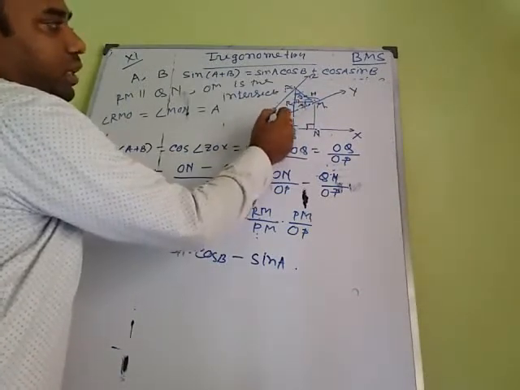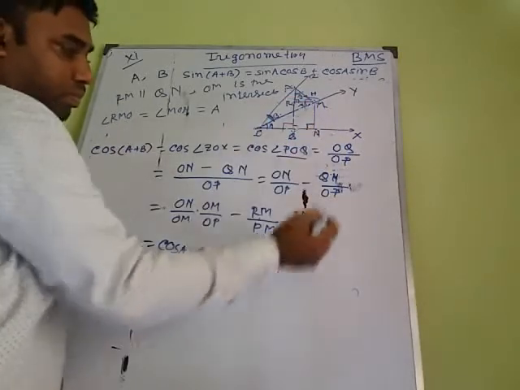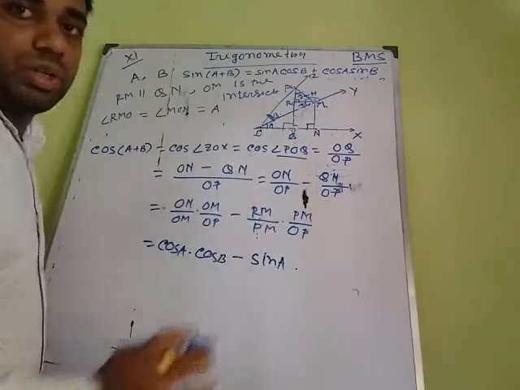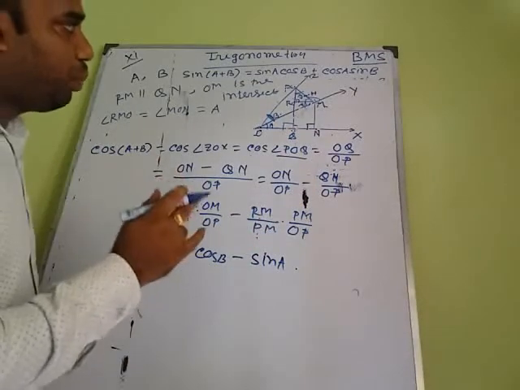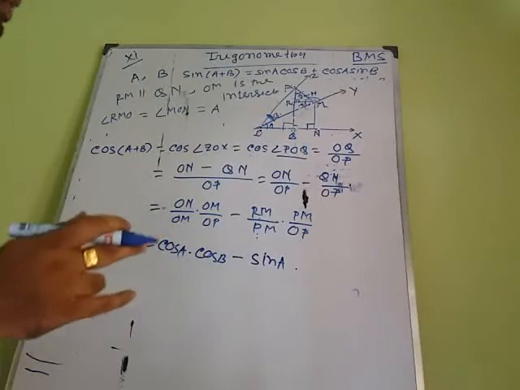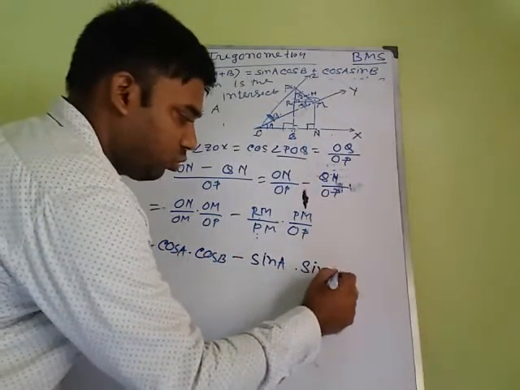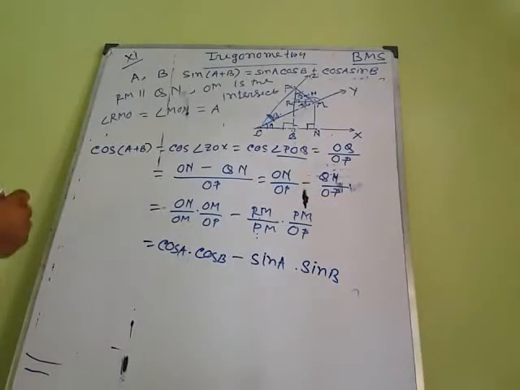Taking this angle B, PM is perpendicular, OP is hypotenuse. Perpendicular by hypotenuse in triangle POM or MOP, that is also sin B. So cos A plus B equals cos A cos B minus sin A sin B.